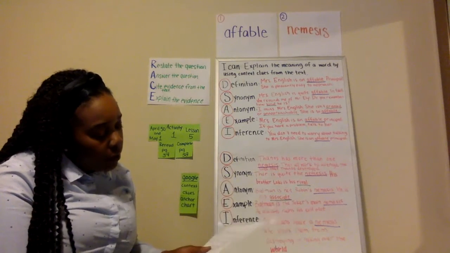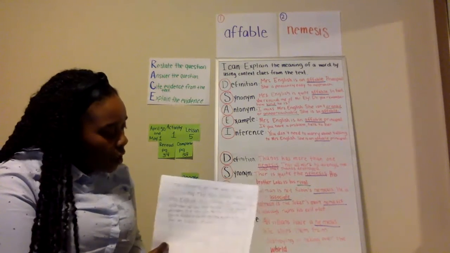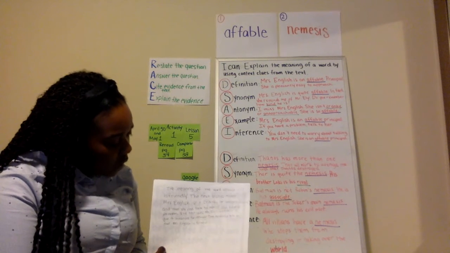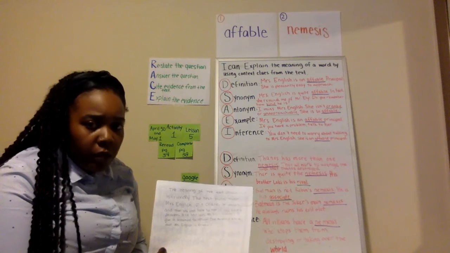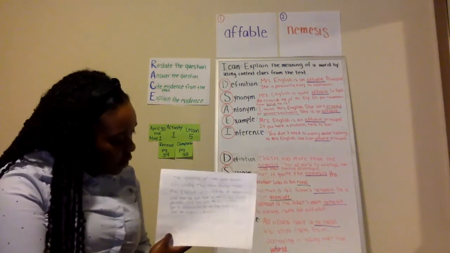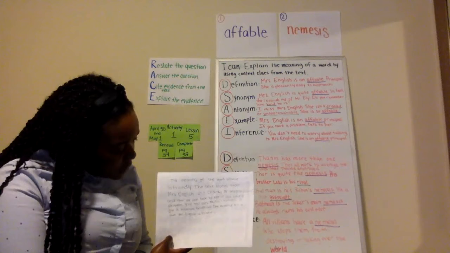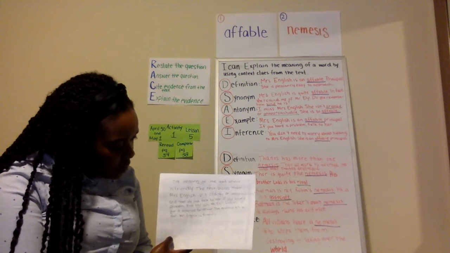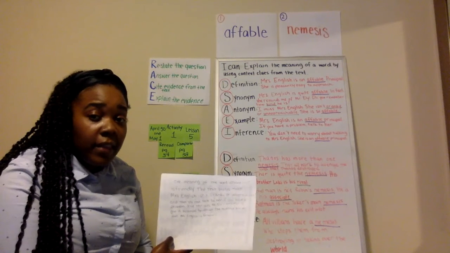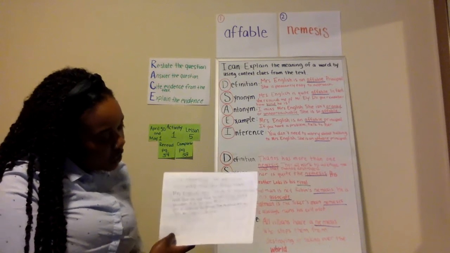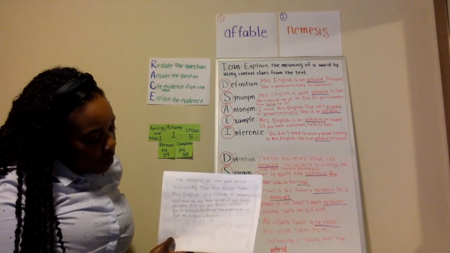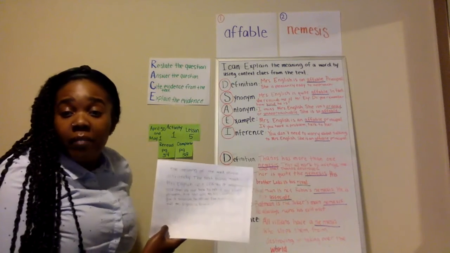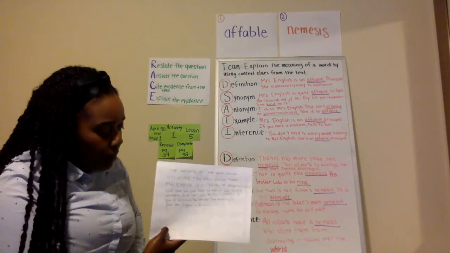So I want to start with restating and answering. The meaning of the word affable is friendly, okay? Friendly, another word for that could be kind, but I chose the word friendly. The text states that Mrs. English isn't cranky or unapproachable. Okay, this is my evidence that confirms that affable means friendly. Mrs. English isn't cranky or unapproachable, and that you can talk to her if you have a problem. That is my evidence from the text that confirms that affable means friendly or kind.